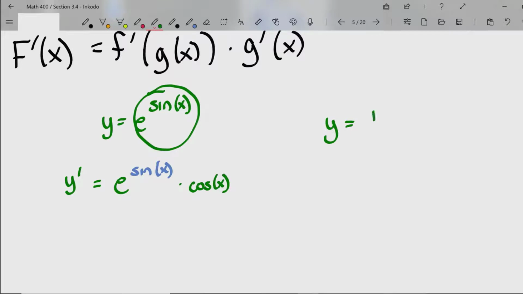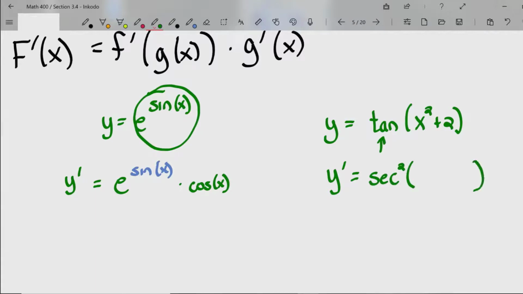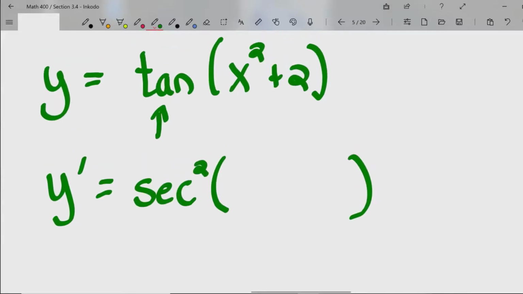So if I said you had the tangent of x squared plus 2, for example, then y prime would equal the derivative of the outer layer. I will keep that green. Derivative of tangent. Well, that's a secant squared. But you have to rewrite the inner layer. It's the secant squared of the inner layer here. So it's of x squared plus 2.